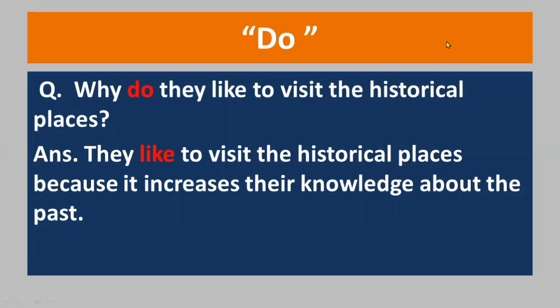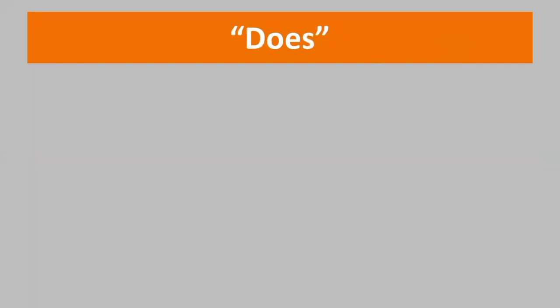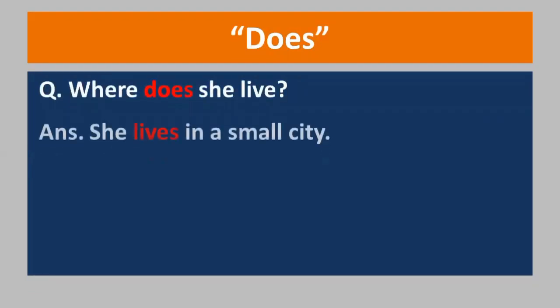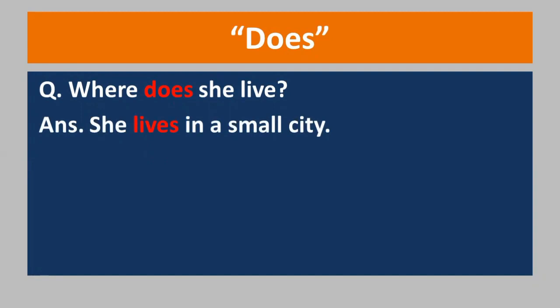Now the auxiliary verb do is in the question. That's why we have used the first form of the verb like here in the answer. Does. Where does she live? She lives in a small city. Again, you can see that if there is an auxiliary verb does in the question, we have used the first form of the verb, that is live, and why we have put lives over here, because lives, the verb is according to the subject she, third person singular.